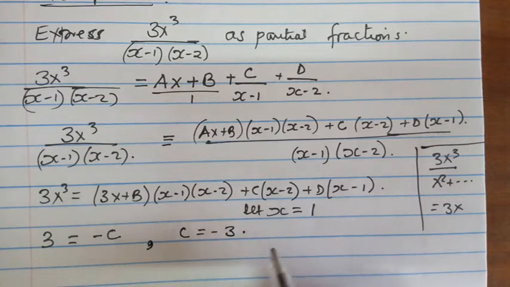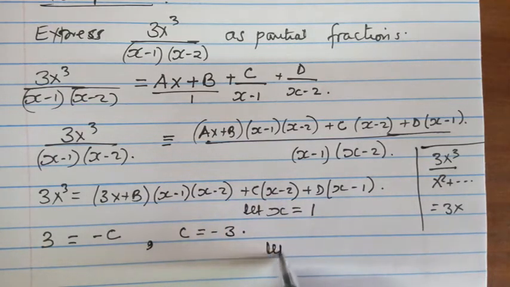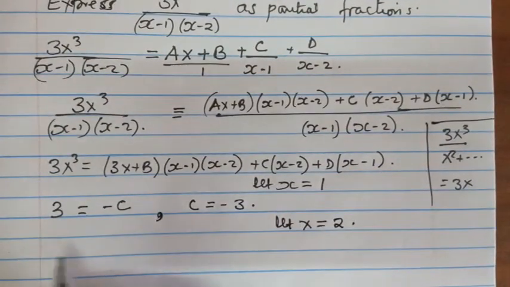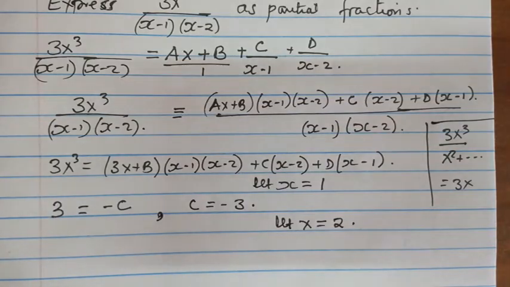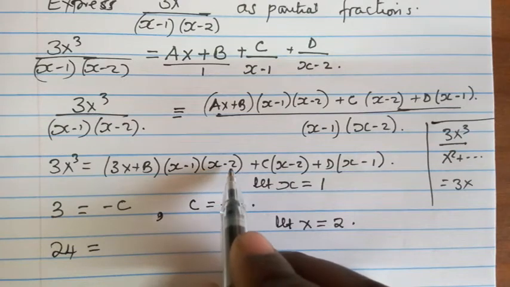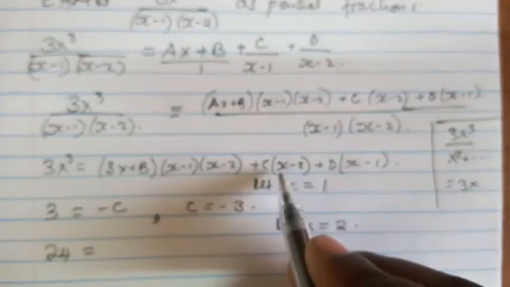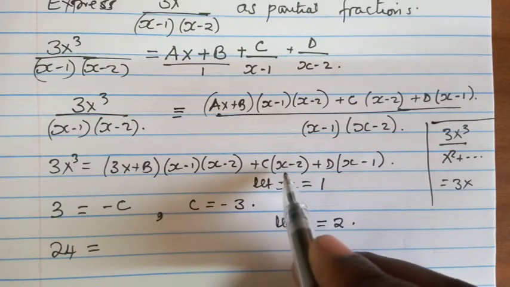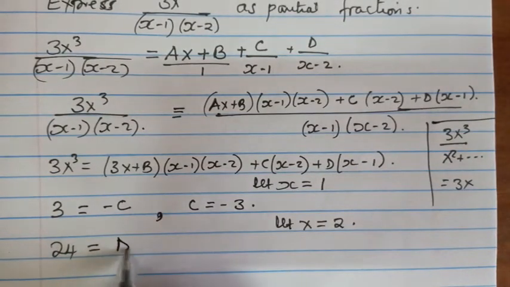We need to nullify another bracket, and we can nullify this term by letting x be equal to 2. So when x is equal to 2, we are talking of 2 cubed, which is 8. 8 times 3 is 24. And when x is 2, 2 minus 2 is 0, so the whole of this term again becomes 0. The whole of this term is 0 because x is 2. 2 minus 1 is 1, and we can already see this is equal to d.